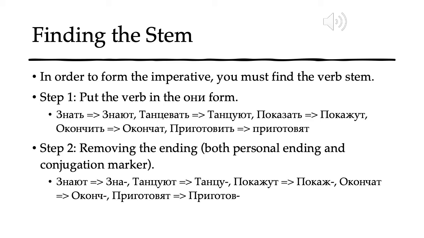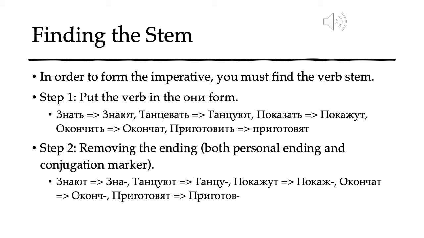So, finding the imperative. Brace yourselves, this looks scarier than it is. In order to form the imperative, you have to start by finding the verb stem. Already this sounds scary, but we already know how to find the verb stem, even if we don't know that. If you put any verb in the они form, it will show you the stem. So let's do this with some verbs. We have знать, они знают; танцевать, они танцуют; показать, они покажут; окончить, они окончат; приготовить, они приготовят. So that is our step one.